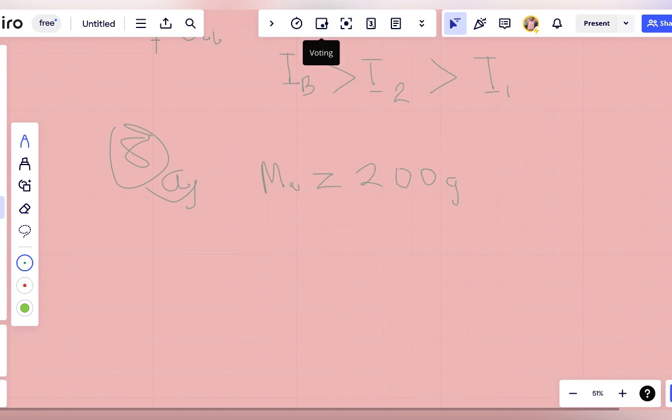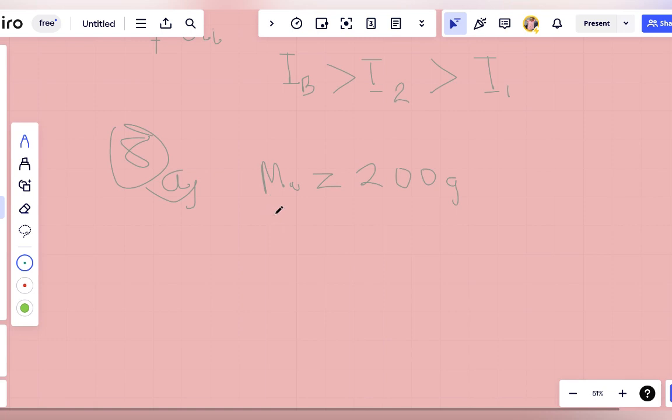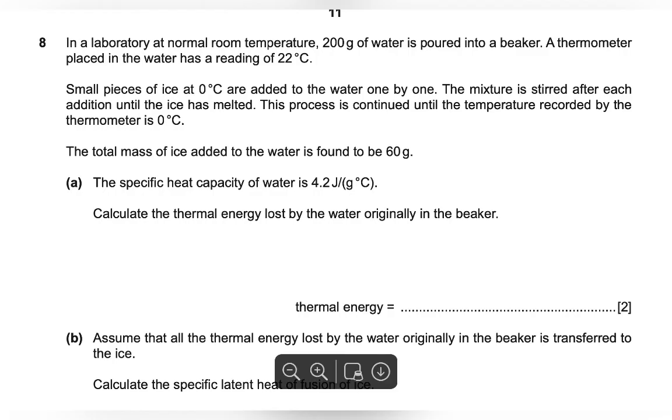Let's see what the question still has to tell us. In the laboratory at normal room temperature, 200 grams of water is poured into a beaker. A thermometer placed in the water has a reading of 22. This is like a change in temperature, because they're not bothering to give you the initial temperature and final temperature. So this change in temperature is simply equal to 22 degrees Celsius. They're giving us a change in temperature as 22 degrees Celsius.